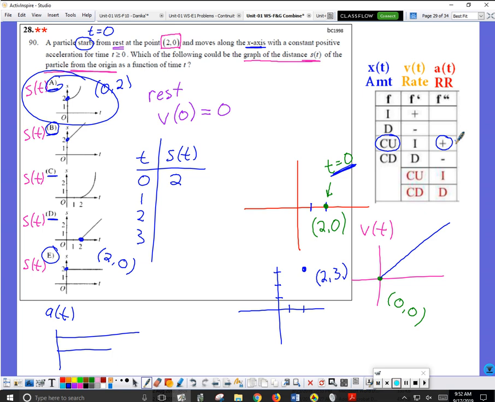So what if it didn't tell us that it was constant, if it just told us that it was a positive acceleration? That still would have led me to choose this one. Because if the acceleration is always positive, the graph of position has to be concave up. So they would not have had to say the word constant.